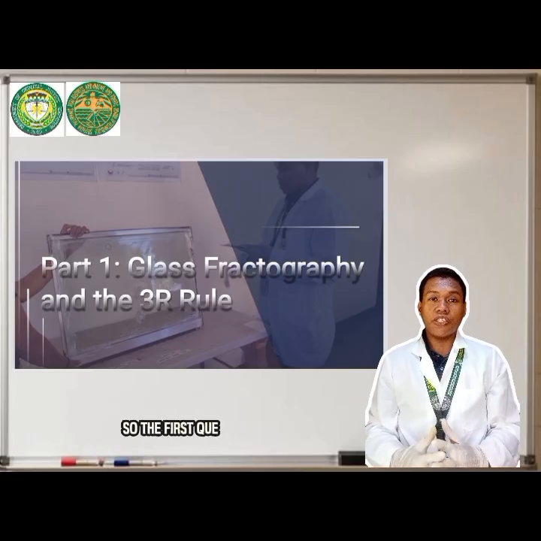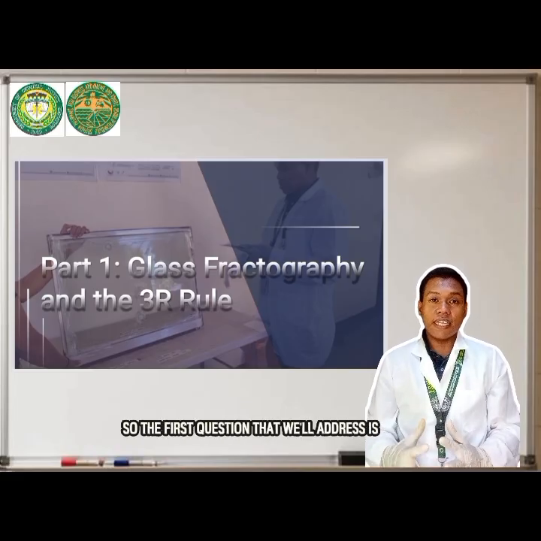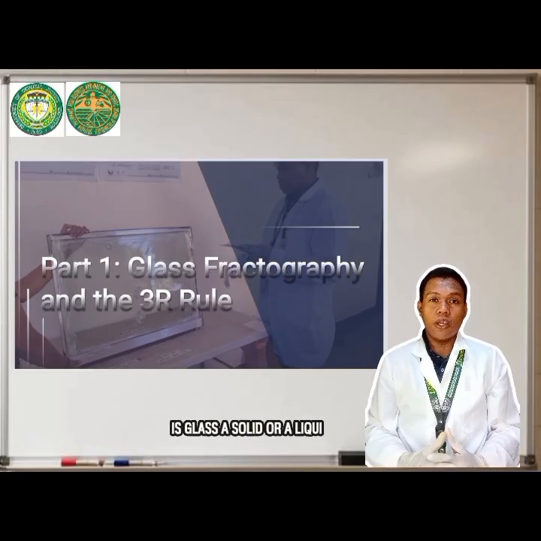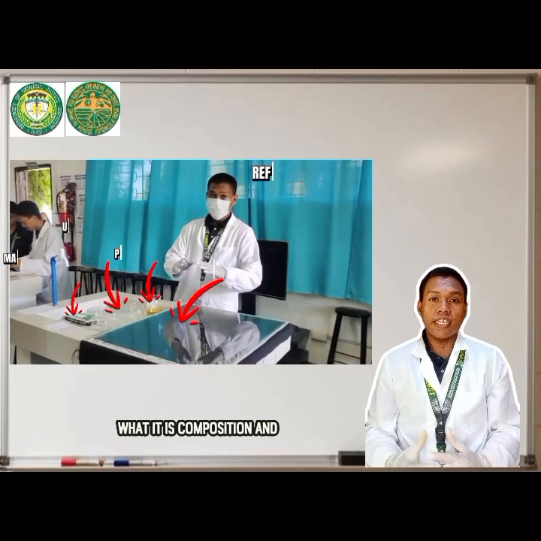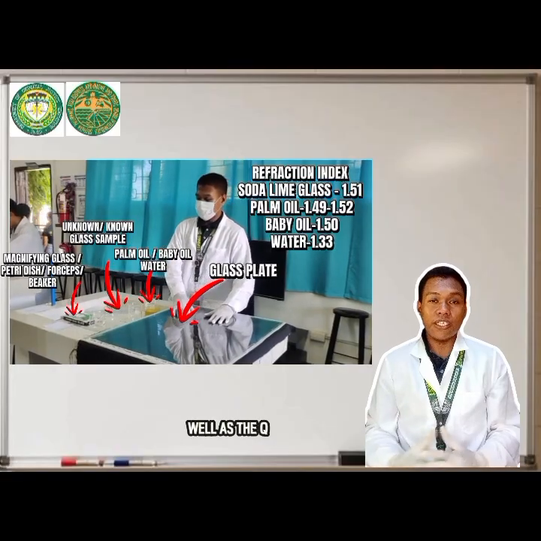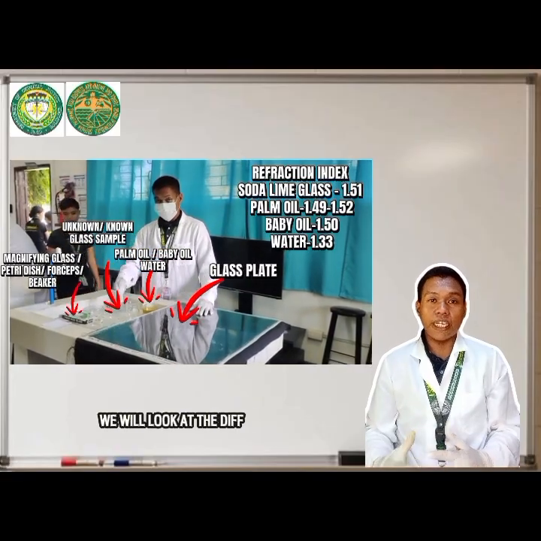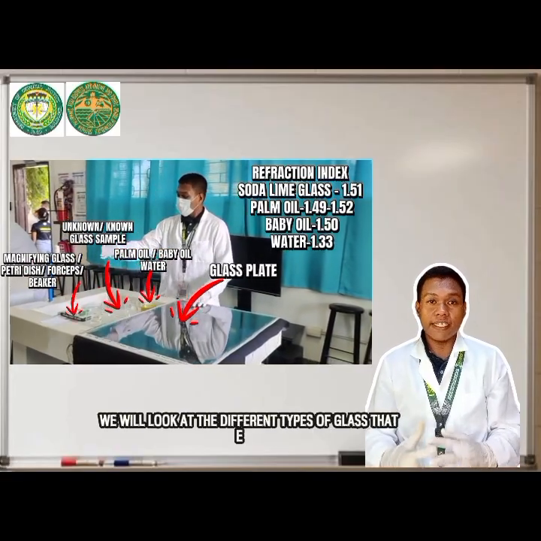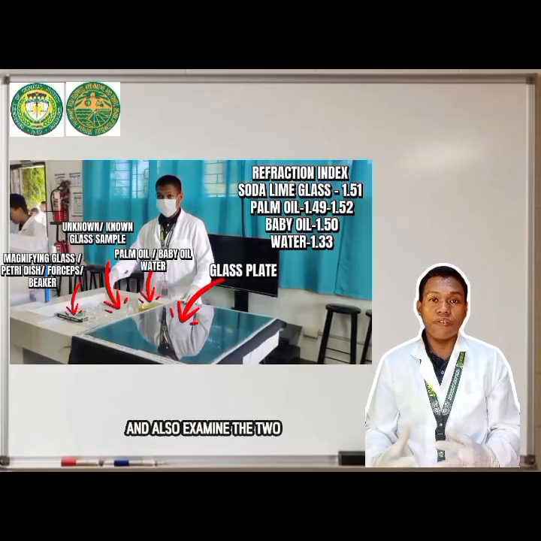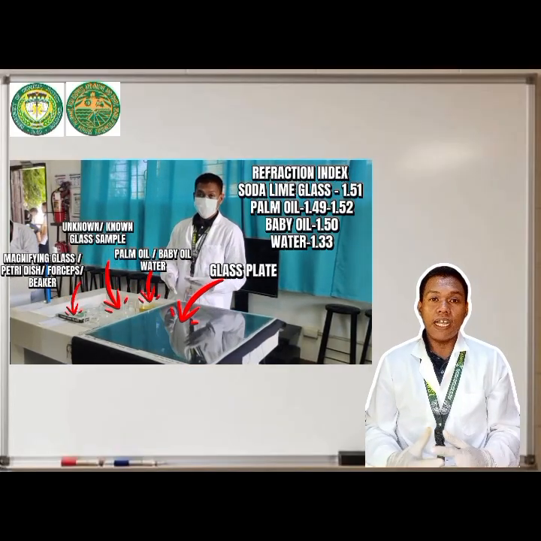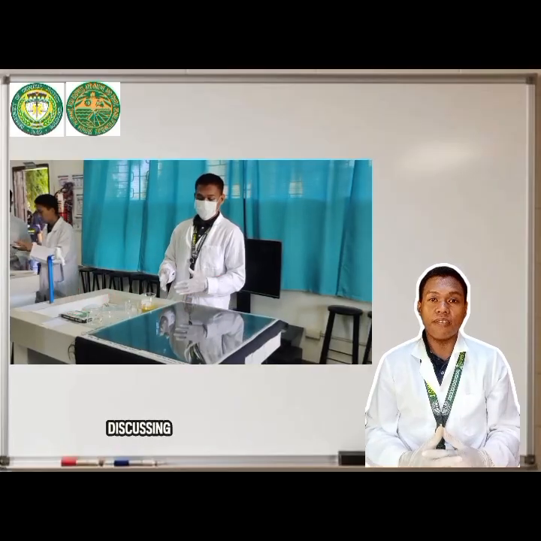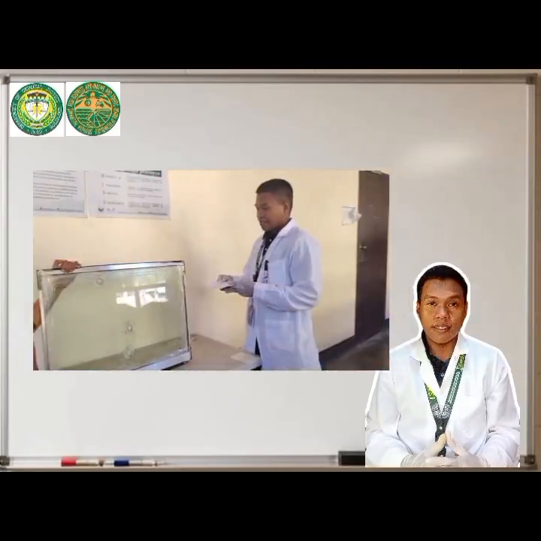So, the first question that we'll address is: is glass a solid or a liquid? What state is glass? What is it made of? What is its composition? The third thing is, as the question, we will look at the different types of glass that exist, and also examine the 2 different ways a sample can be matched to a crime scene, along with discussing the physical properties of the glass.